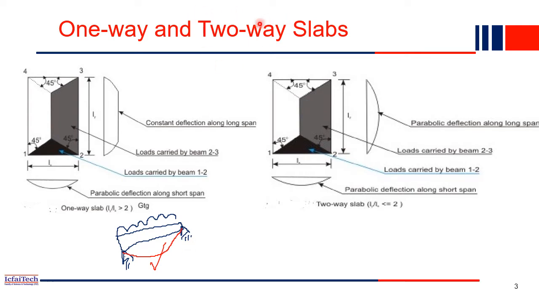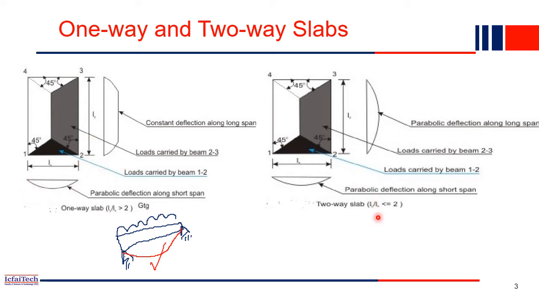Whereas design of two-way slab is a little different from the conventional beam design. That also we'll check. So what we understood from here is, if Lx by Ly is more than 2, then we call it a one-way slab. One-way slab means bending will be happening only about one axis, and bending is always happening about the short axis.